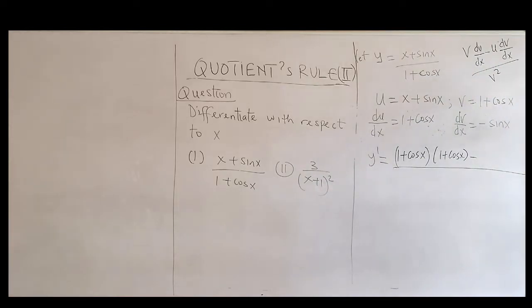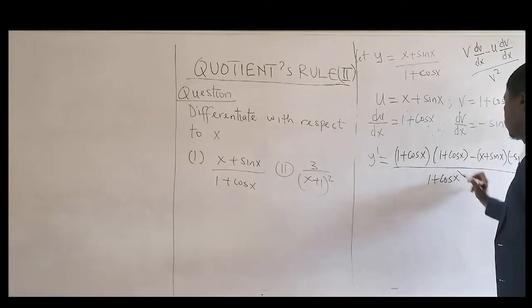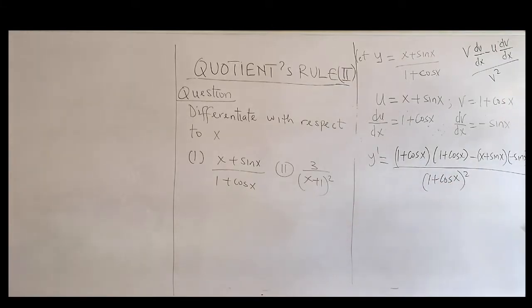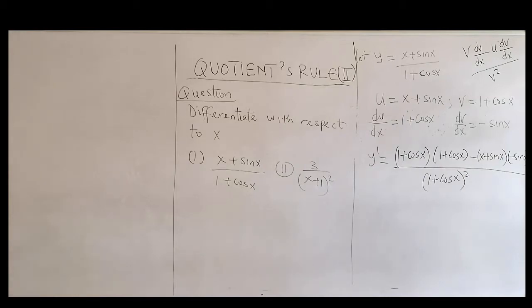My u is x plus sine x, and dv/dx is minus sine x, all over 1 plus cos x, all squared. And I've told you we don't expand the denominator, except in the case where the numerator is 1. So just leave it that way. This is your v, 1 plus cos x, times your du/dx, and that's correct.